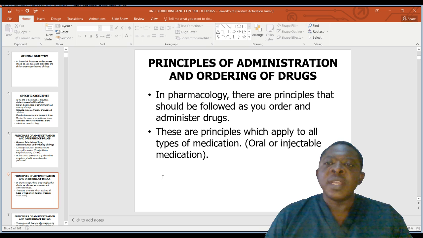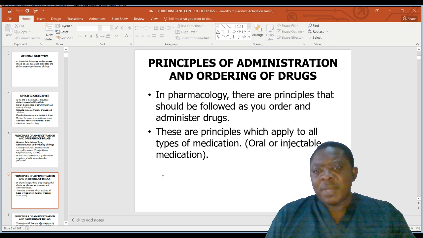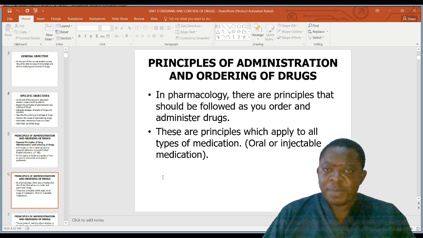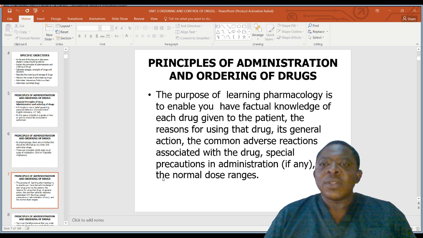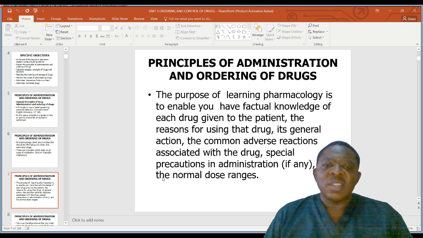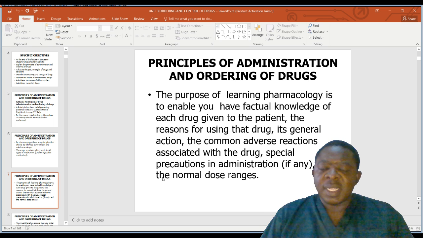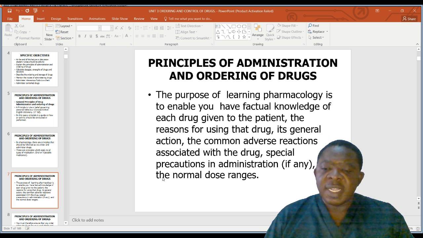So in pharmacology, there are principles that should be followed as you order and administer drugs. These are principles which apply to all types of medication. It can be oral or injectable medication. Okay, the purpose of learning pharmacology is necessarily to enable you, the student health practitioner, to have a factual knowledge of each drug given to the patient: the reason for using that drug, its general action, the common adverse reactions associated with the drug, the special precautions in administration, if any, and also the normal dose ranges. So that is the purpose of learning pharmacology.